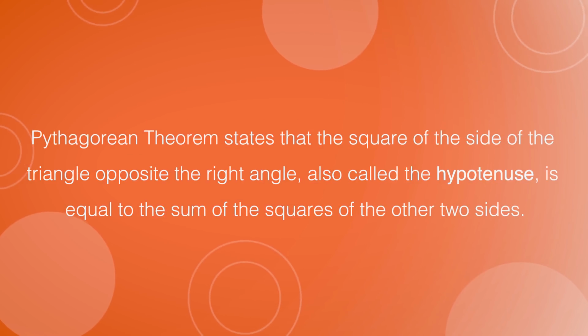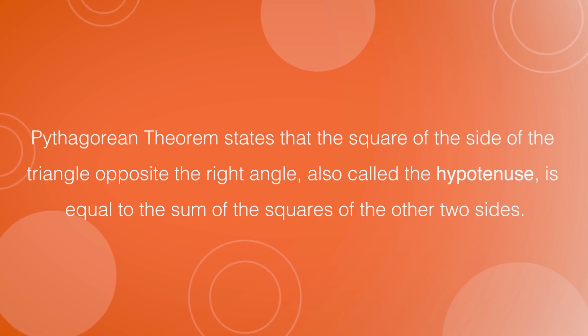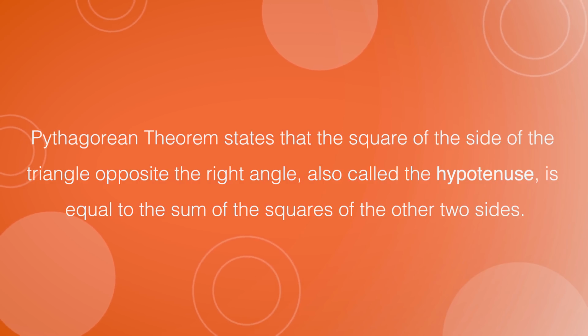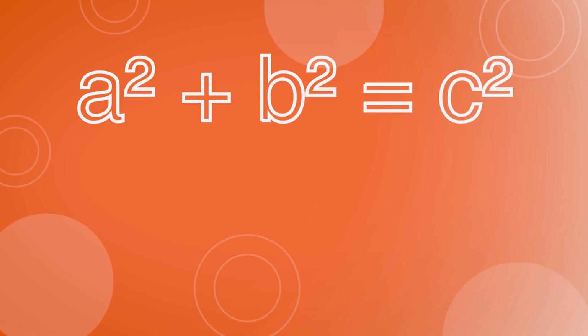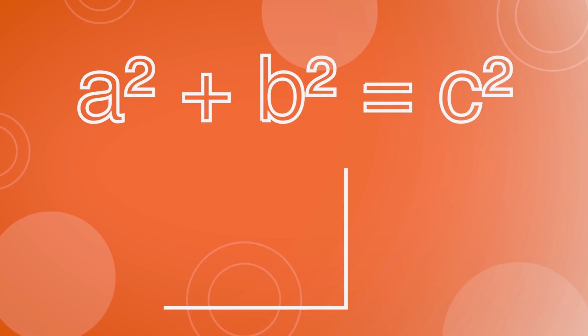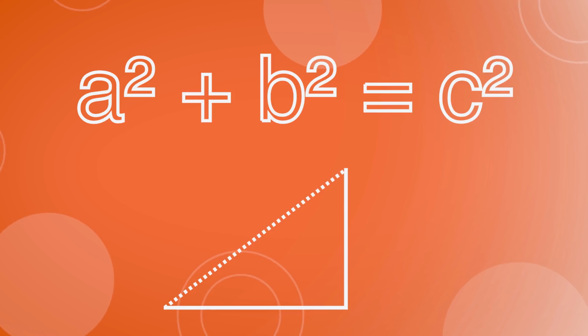The Pythagorean Theorem states that the square of the side of the triangle opposite the right angle, also called the hypotenuse, is equal to the sum of the squares of the other two sides. In other words, a squared plus b squared equals c squared. And as long as you know the length of the two sides of a triangle, you can use this formula to find the length of the hypotenuse, or the other side.